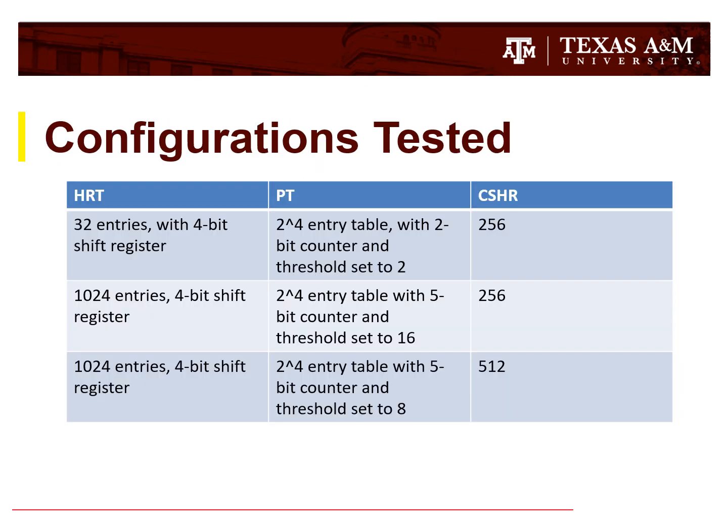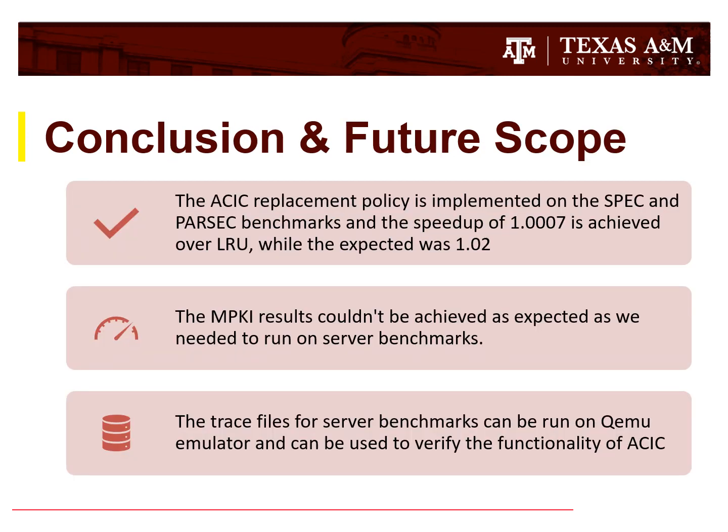Our project has been implemented and has been simulated for all these different values of HRT, PT and CSHR. The ACIC replacement policy is implemented on both the spec and the PASIC benchmarks, and we were able to obtain a speed up of 1.007 over LRU, while the expected was 1.02 from our reference paper.